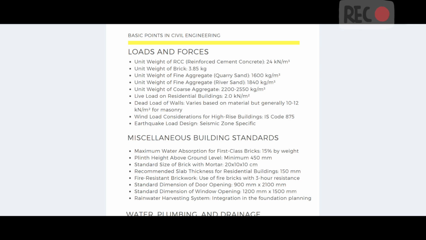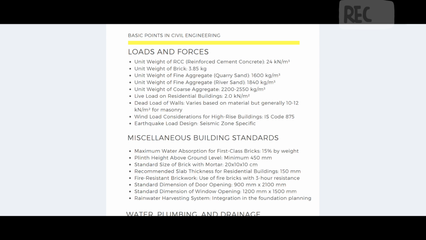Standard dimension of door opening 900 mm by 2.1 meter, that is 0.9 meter by 2.1 meter. That's standard dimension of the window 1.2 by 1.5 meter.